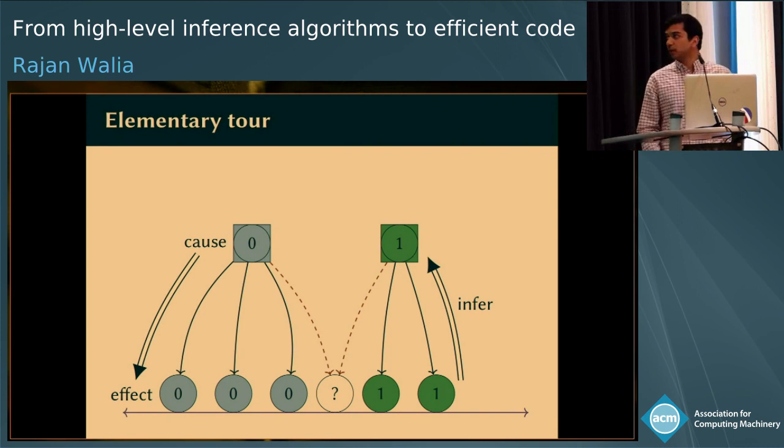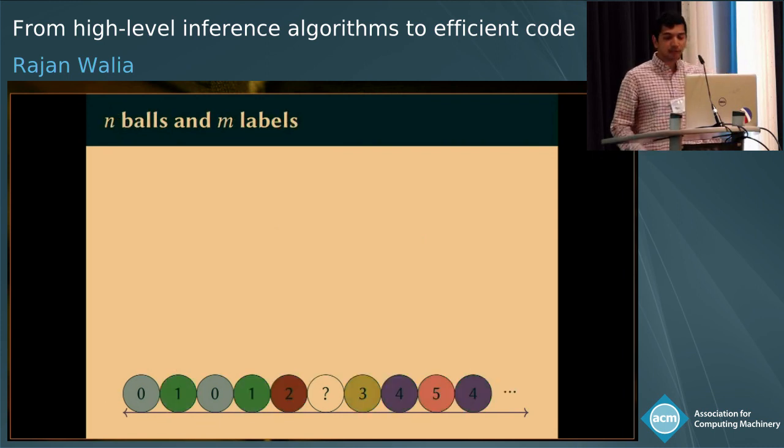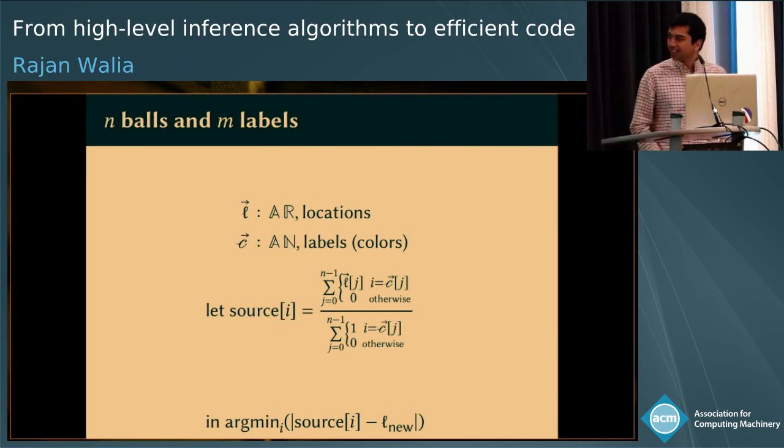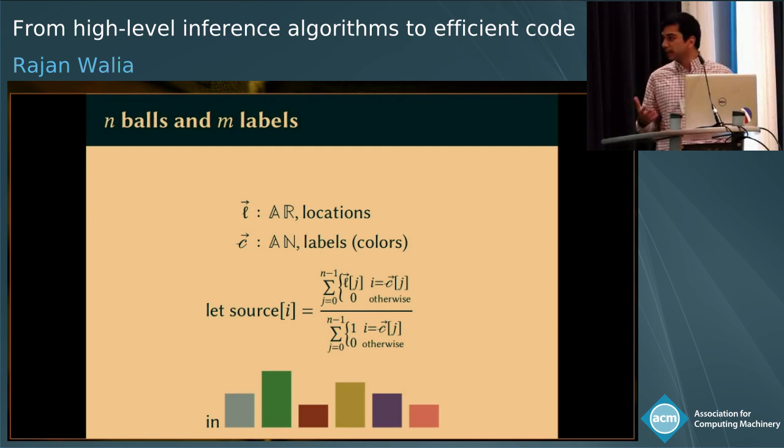Let's complicate this problem even more. Let's say we have n balls and m labels. Now, how would you solve this problem? Well, if you're thinking of using averaging, you're on the right track. We average the location of balls with a given label to get the source location. And once we have that, we can use something like argmin to guess the label of our new ball. But again, we don't just want to guess it. We want to get the distribution of labels out.